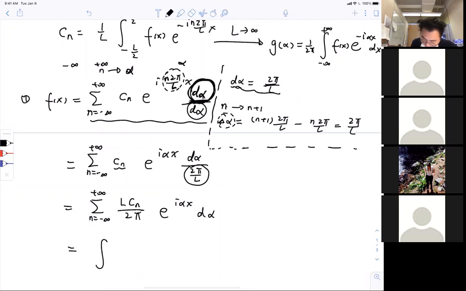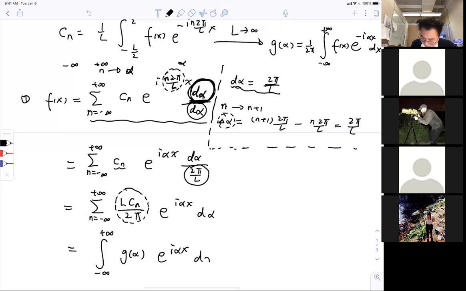So now the variable becomes alpha. Alpha is from minus infinity to plus infinity. And this is a function of n. Now, because we are doing a change of variable, we change n to alpha, so this is a function of alpha. Let's call this function g alpha.